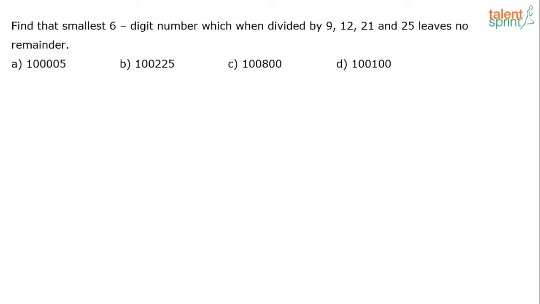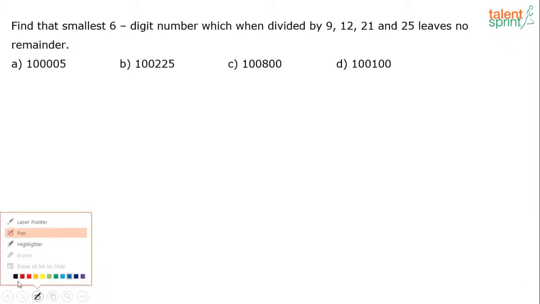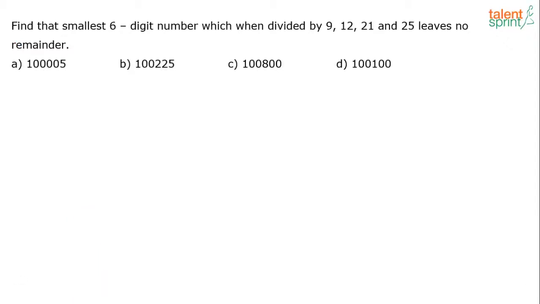Here we go. Find the smallest 6-digit number which when divided by 9, 12, 21 and 25 leaves no remainder. Simple one. Done. Neeraj has got 1,08,000 and so has Mahata and others there, right? Let's discuss. See what it says. Find the smallest 6-digit number which when divided by 9, 12, 21 and 25 leaves no remainder.